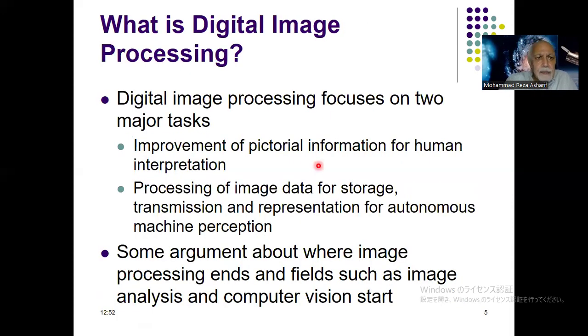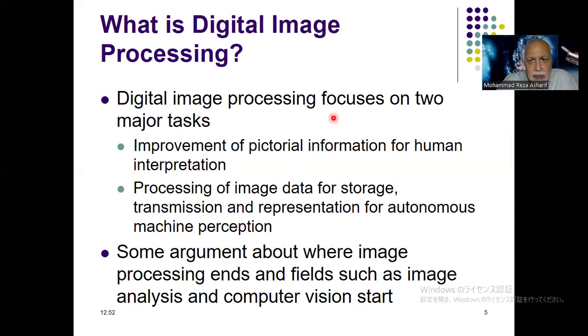Okay. Digital image processing focuses on two major tasks. One is improvement of pictorial information for human interpretation. So humans want to find some information; it's for human watching or something.